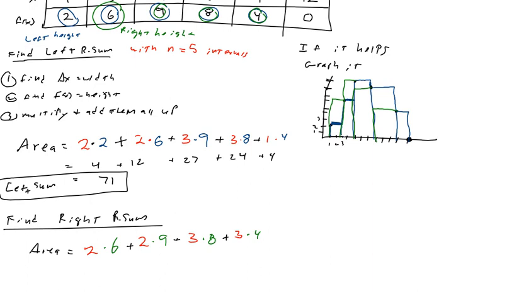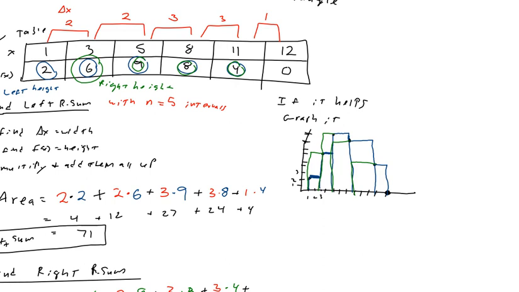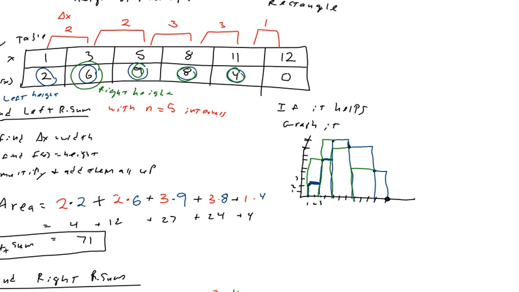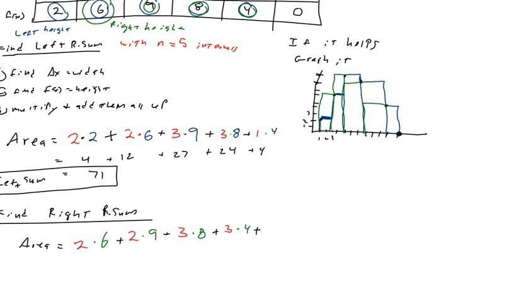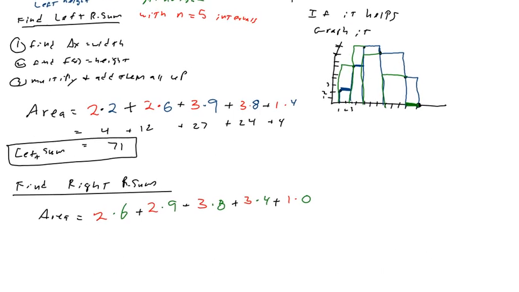Plus my last one. My last rectangle is here, these two numbers, right? My last width is 1, and since I'm using the right-hand side, the height of this rectangle is 0. That's okay. Plus 1 times, in this case my height is 0. It's this side and it's flat. No height at all. And then I add those up together, and that's my right-hand sum.